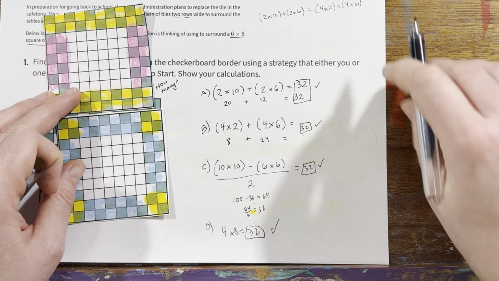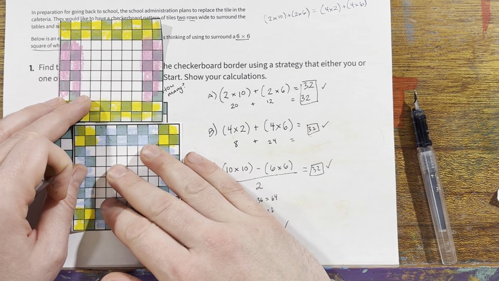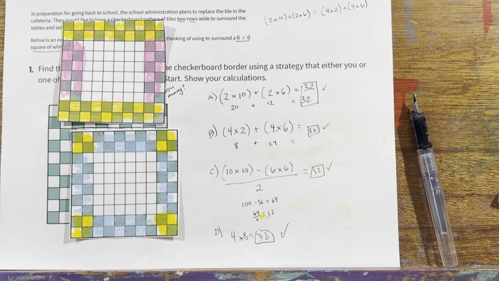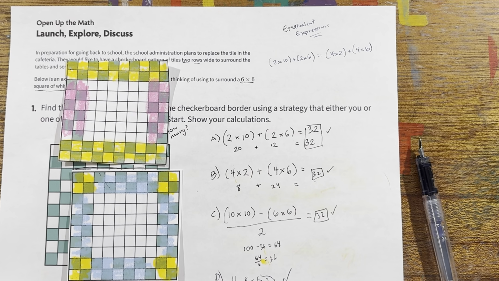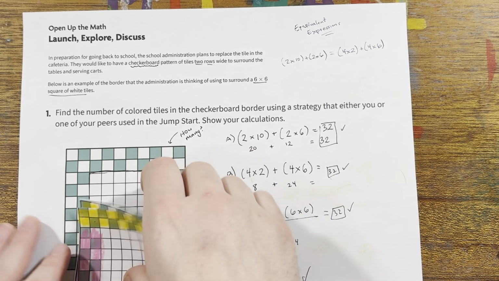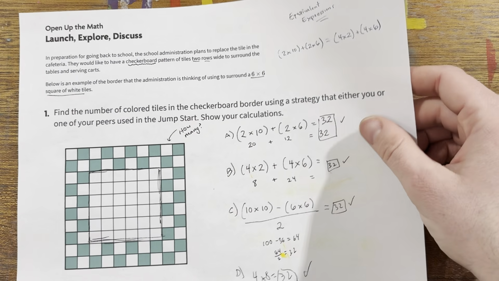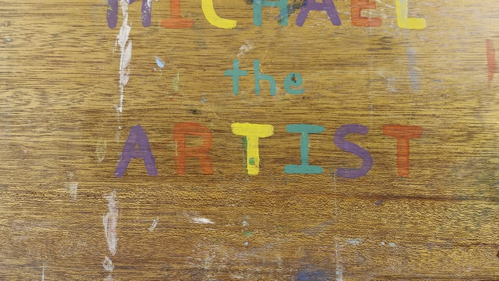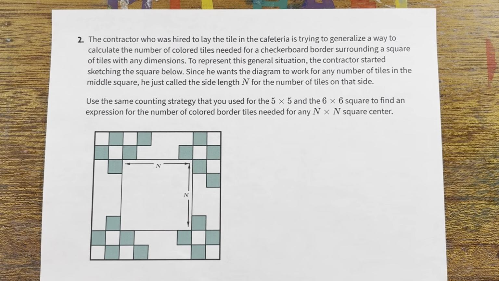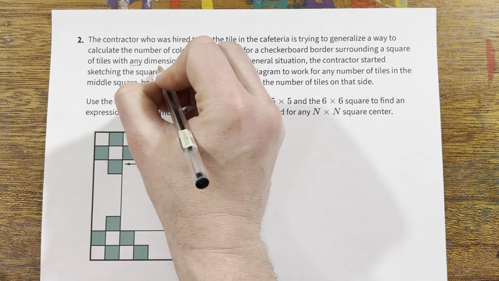And we just proved that with these patterns here. So the way that you group things together can change the way that your math looks, but it's not going to change the value of your expressions. Those are going to be equivalent expressions. Okay. Let's see if we can generalize these patterns. Because the contractor who was hired to lay the tile in the cafeteria is trying to generalize a way to calculate the number of colored tiles needed for a checkerboard border surrounding a square of tiles with any dimensions.